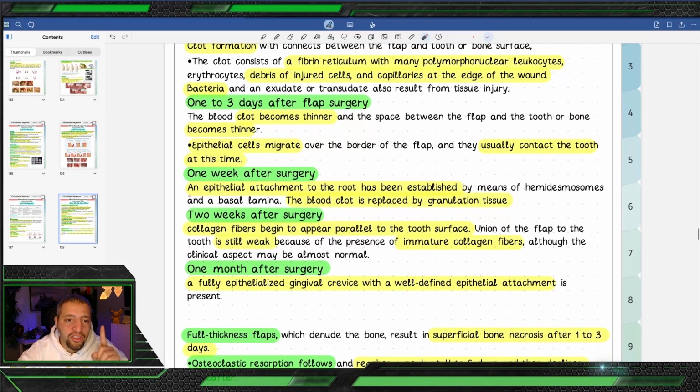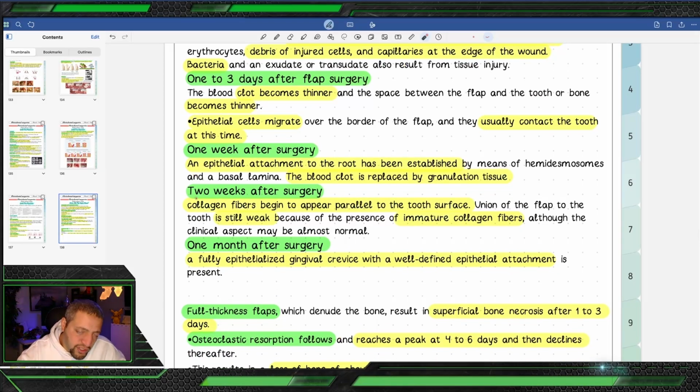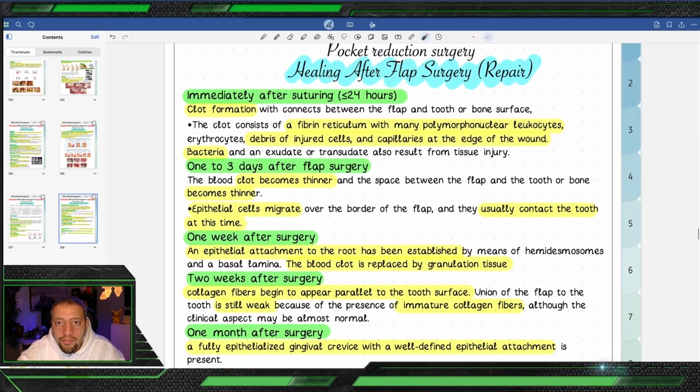1 week after surgery, epithelial attachment to the root has been established by means of hemidesmosomes and basal lamina, and the blood clot is totally replaced by granulation tissue. So after 1 week, epithelium is covering the side of the tooth, and the blood clot is replaced by granulation tissue. Within the first week and the second week, 2 weeks after surgery, collagen fibers begin to appear parallel to the tooth surface. And here we discuss all the flap surgery.